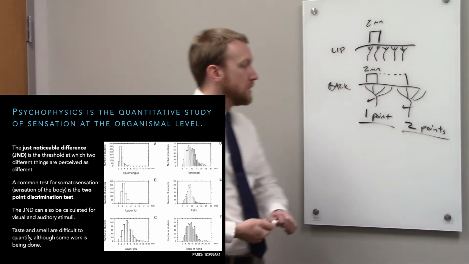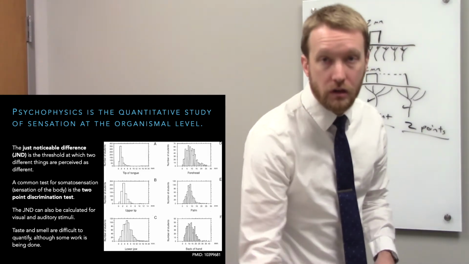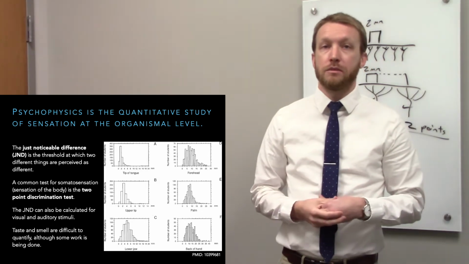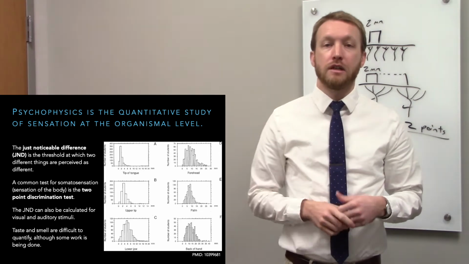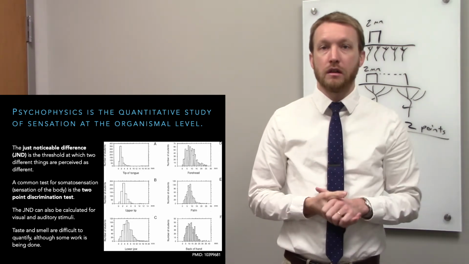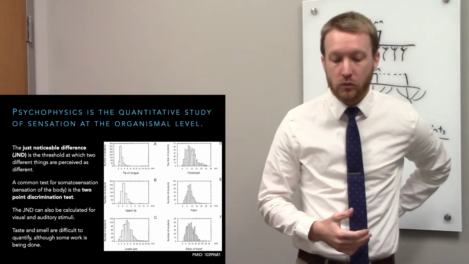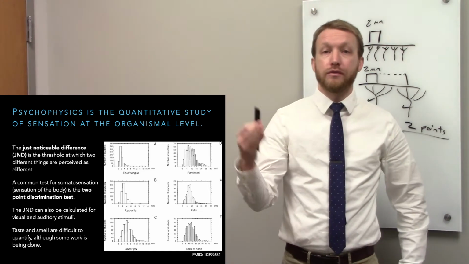So if you look at the histograms over there, it just shows you the counts of different 2-point discrimination distances. You'll notice the tip of the tongue has a pretty fine 2-point discrimination distance, the upper lip as well. You go to the back of the hand, it's pretty poor. You go to the actual back, it's even worse. And this is just because of different densities of sensory innervation.